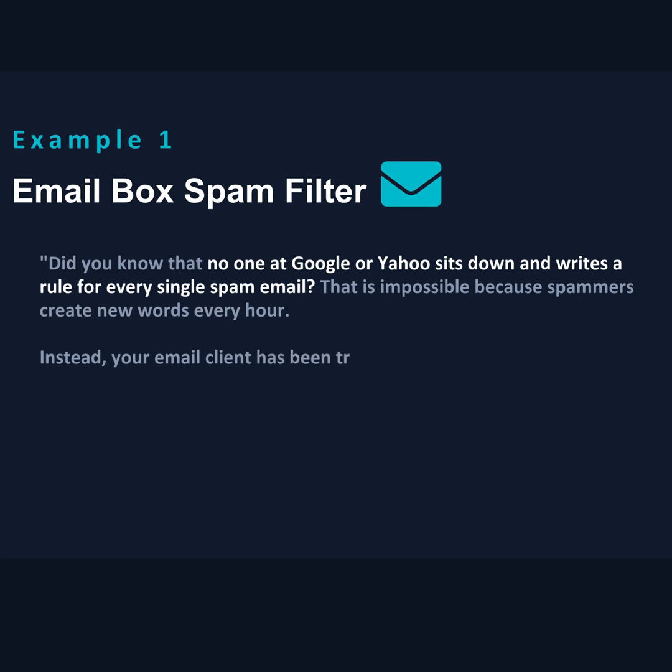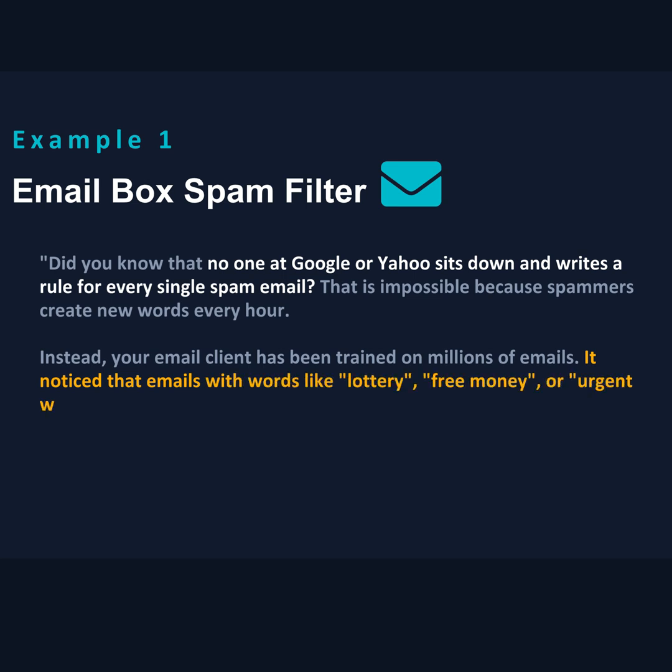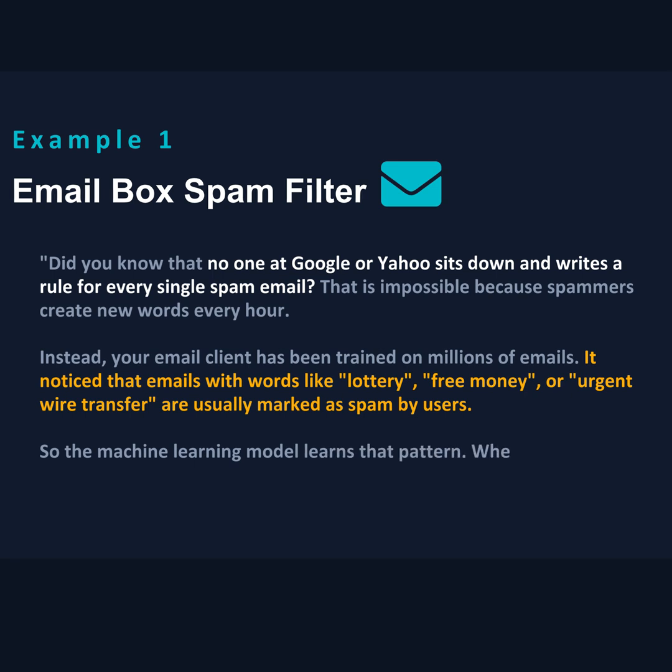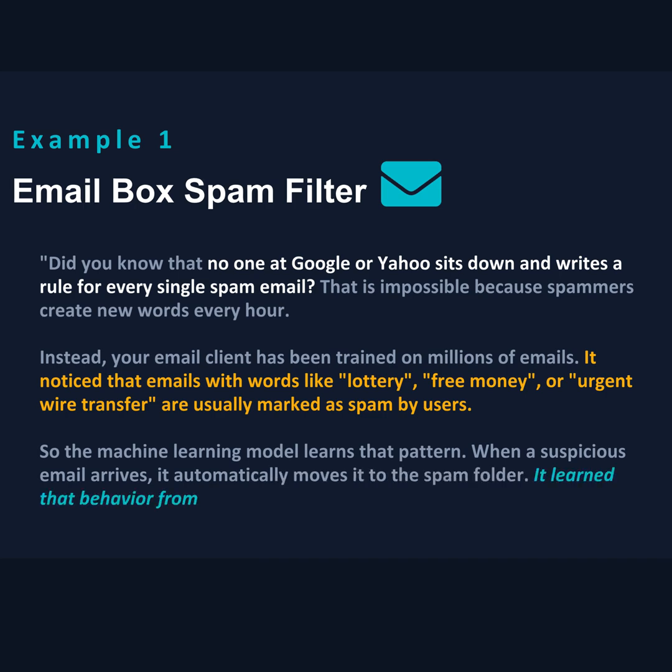Instead, your email client has seen millions of emails. It noticed that emails with words like lottery, free money, or urgent wire transfer are usually marked as spam by users. So, the machine learning model learns that pattern. When a suspicious email arrives, it automatically moves it to the spam folder. It learned that behavior from data.